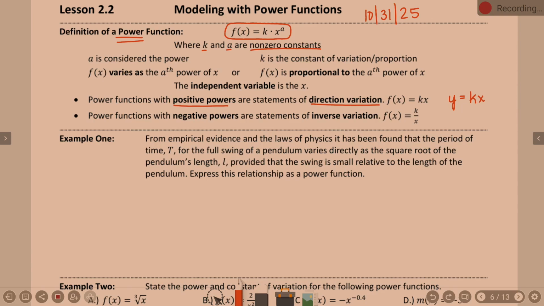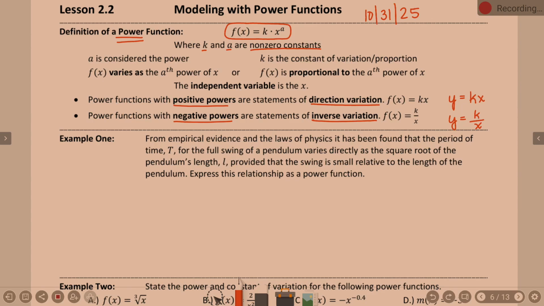And then if a power function has a negative power, that's the format of inverse variation. How do we get rid of a negative power? We move it to the denominator, yes? That should sound familiar. So f of x equals k over x, or in other words, y equals k over x. That is just your basic information. When we get to example 2, we'll zone in on what is and is not a power function. But for example 1, they're going to ask us to write one.